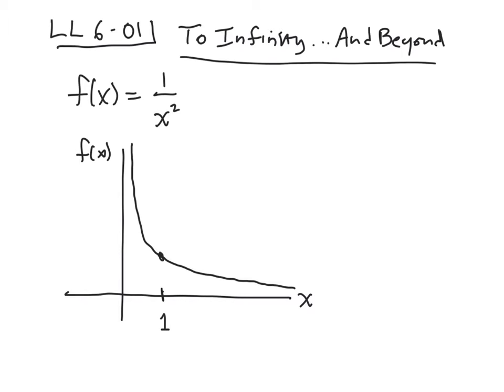I want to start by asking you the following question. Consider the function f of x equals 1 over x squared. I've sketched a graph of it here, which I have to say came out pretty good considering I'm doing this on a tablet. Anyway, suppose I gave you this function, and I asked you, what is the area under this curve from x equals 1 to infinity? In other words, what is the total area of the region under the graph above the x-axis to the right of the line x equals 1?